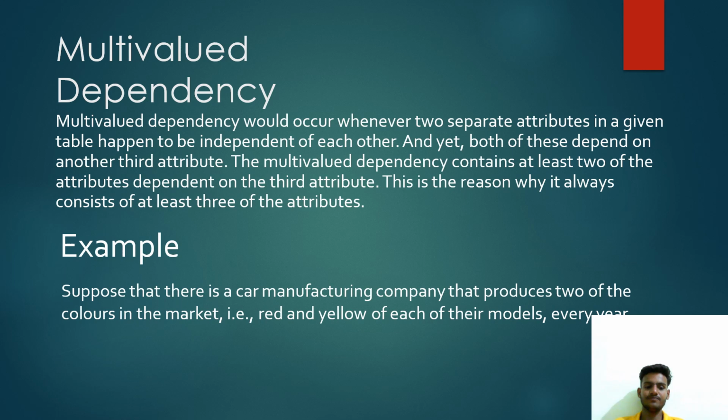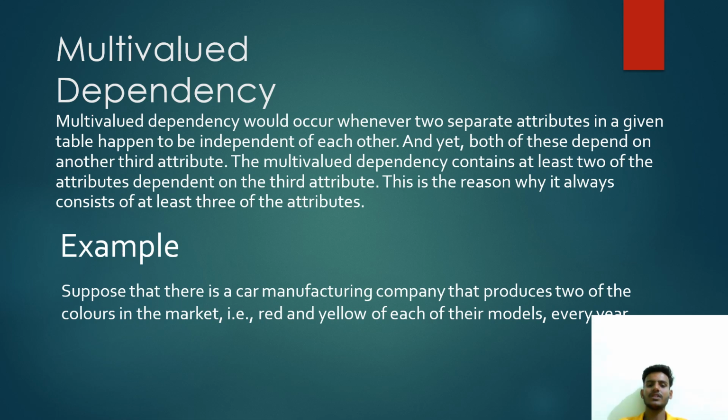Multivalued dependency. Multivalued dependency occurs whenever two separate attributes in a given table happen to be independent of each other, and yet both of these depend on a third attribute. A multivalued dependency contains at least two attributes dependent on a third attribute. This is the reason why it always requires at least three attributes.